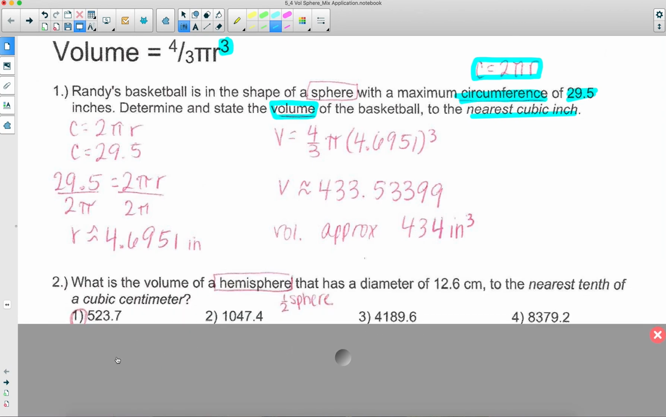The next one we have is a hemisphere. Hold on one second.